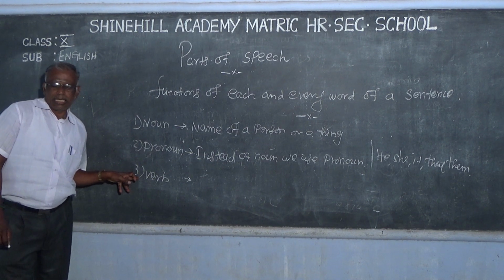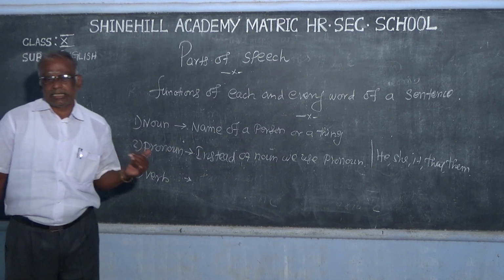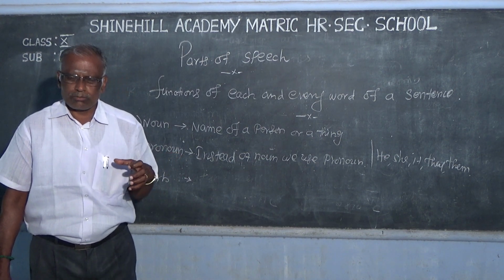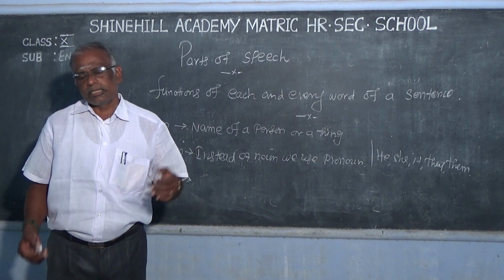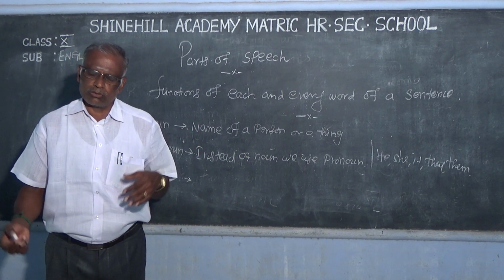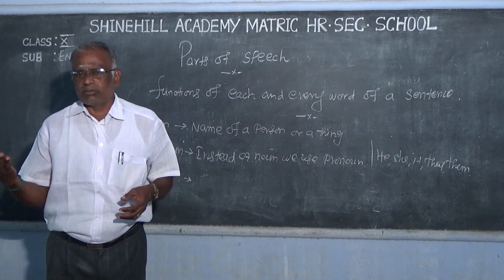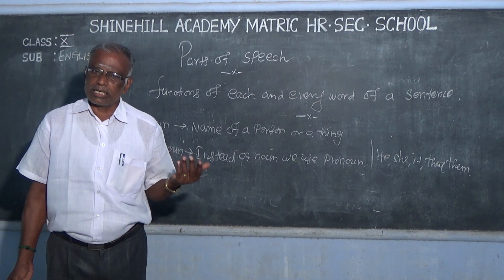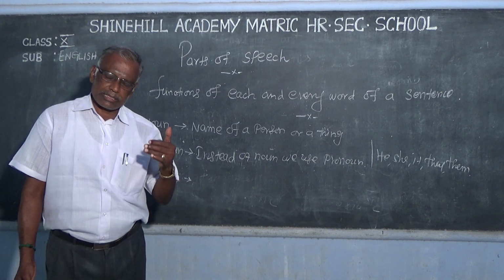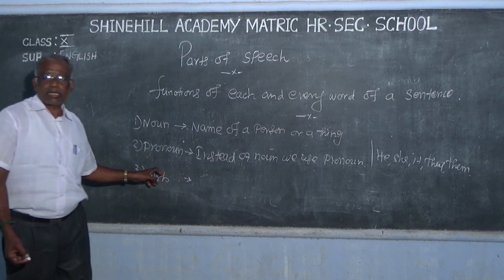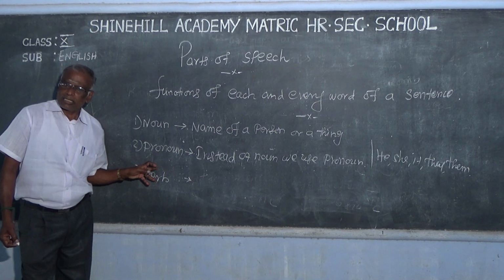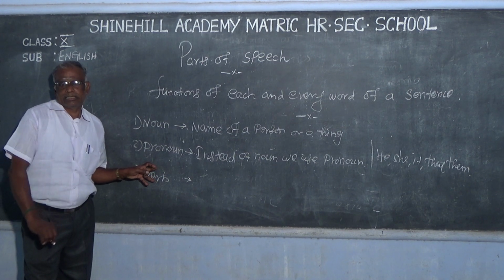So verb is the important organ of a sentence. Without verb, we can't frame a sentence, that you know well. So verb is the cue of the sentence. That you had already remembered. This is just a reminder. So verb is an important organ of a sentence.